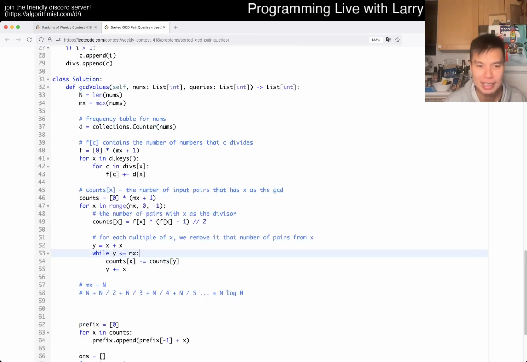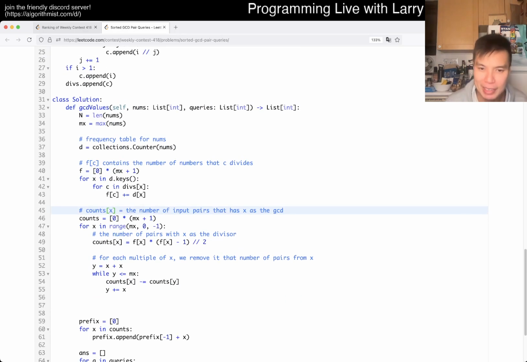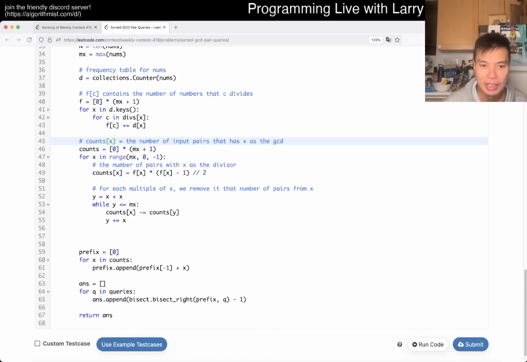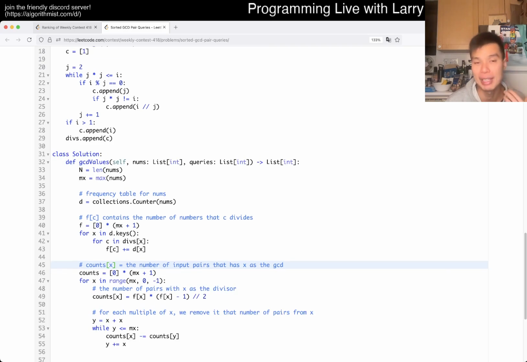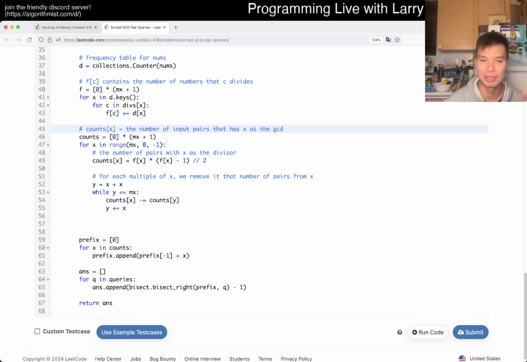Okay, so now we have all these numbers. We have count sub x equal to the number of input pairs that have x as the GCD. What will we do with it? For each query, we want to count how many GCD numbers are smaller than it. Of course, it'll be too expensive to just keep on going one at a time for each query. So what you can do is just do a prefix sum and then binary search.